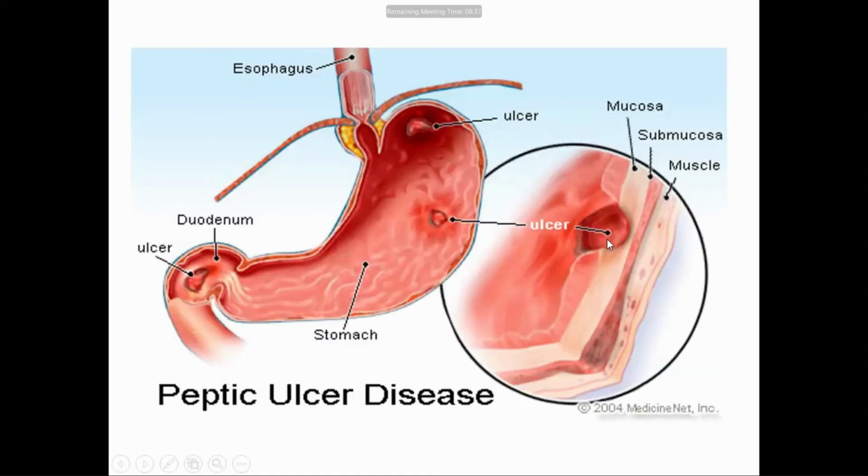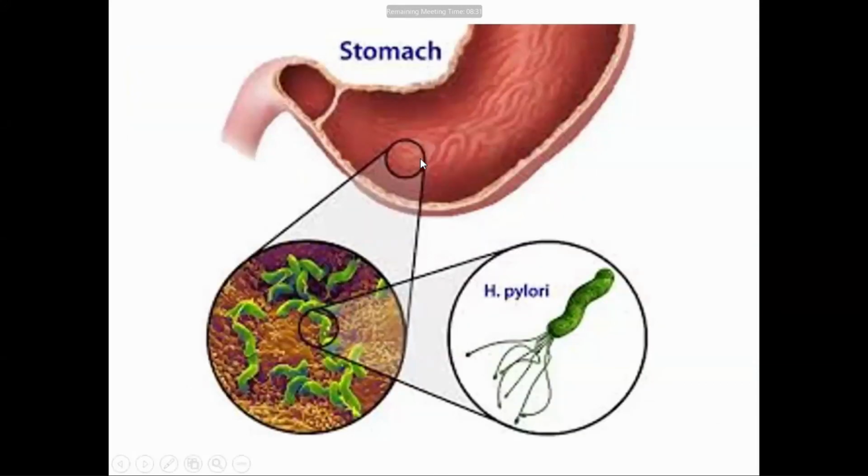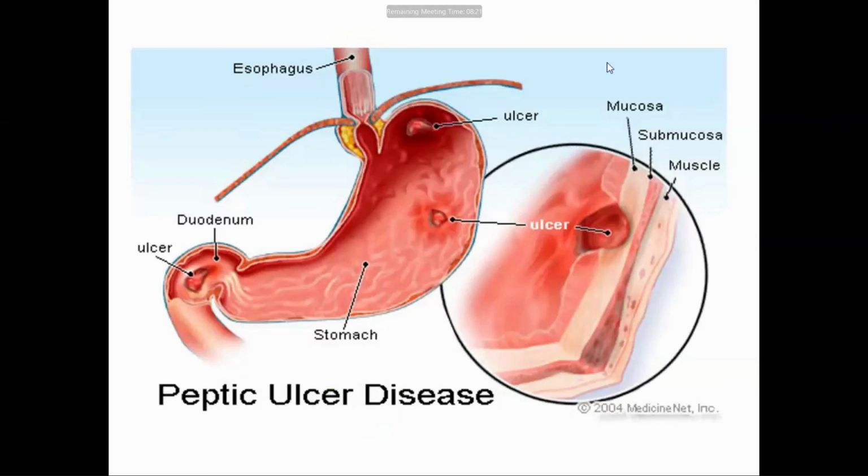When there is an ulcer, when this organism is invading, it will degrade the mucosal barrier. It will degrade the protective layer of the stomach. When this protective layer of the stomach is degraded, ultimately it will invade and it will create the ulcer.